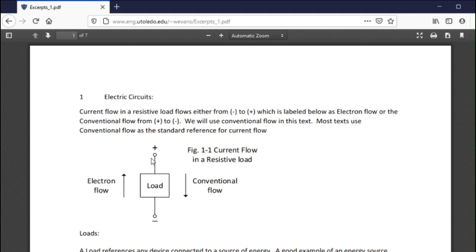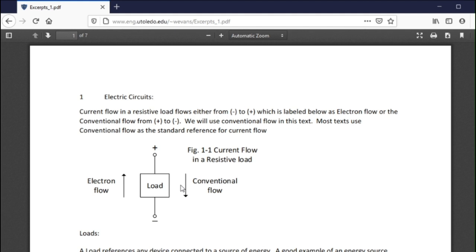Okay. So here in chapter 1, we call this electric circuits, and it's chapter 1 of the book, and in it we talk about flow, current flow, and a resistive load. And you can either have flow in the direction of from plus to minus, the plus up here and the minus down here, or you can have flow from minus to plus.